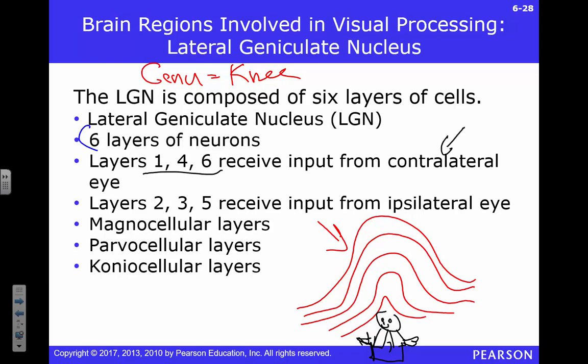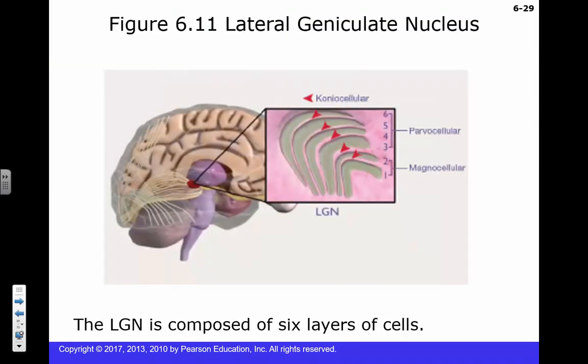Some of the layers are coming from the opposite eye. Some of the layers are coming from the same eye. That's because of that brilliant partial decussation. You remember that? The magnocellular layers, magno means large. These receptive fields are larger. We need slightly larger receptive fields sometimes. It helps us detect things that are moving, big things moving around, not giving us a lot of detail. Parvocellular means small. These have small receptive fields. They'll give us detailed information about what's out there in the world. Koniocellular actually means dust. People didn't think it was very important. In fact, it's probably carrying color information. All right, there's your LGN.